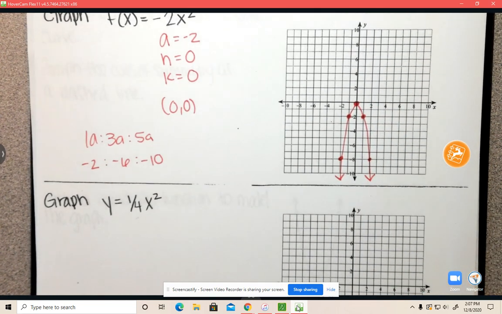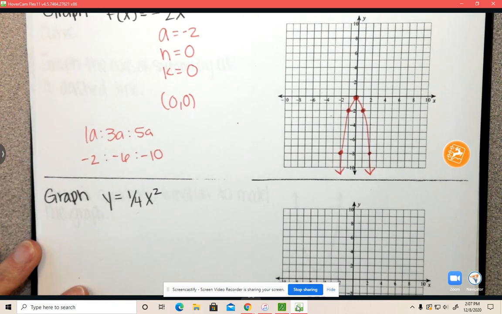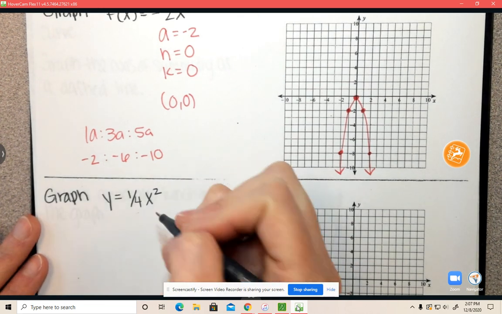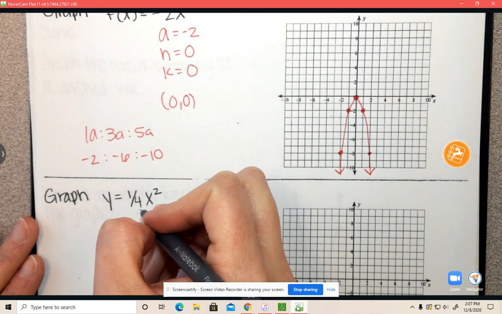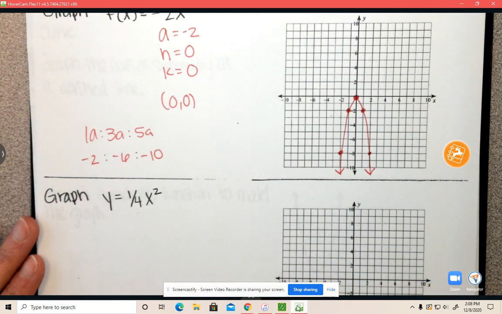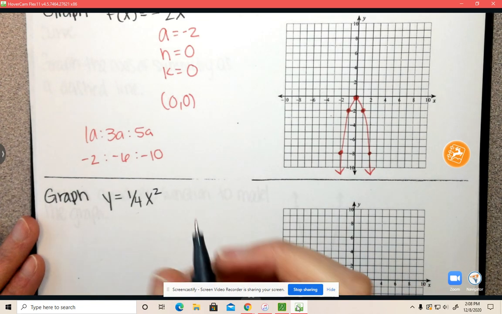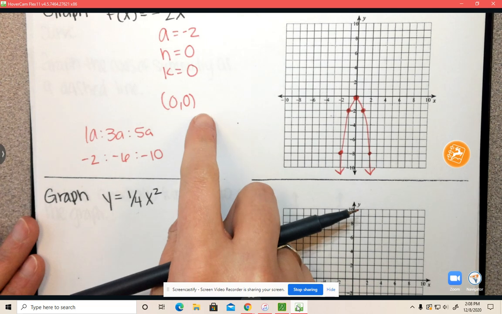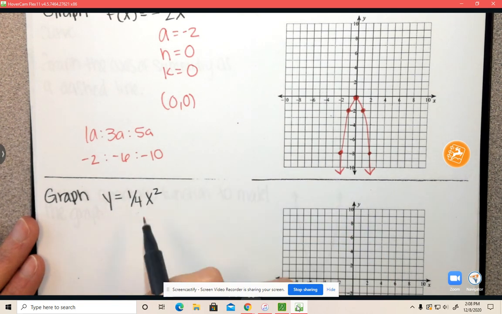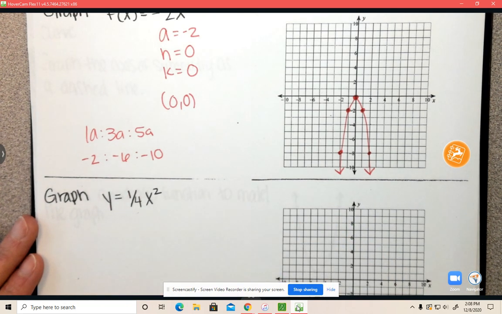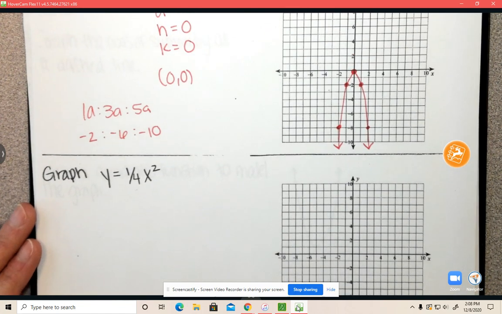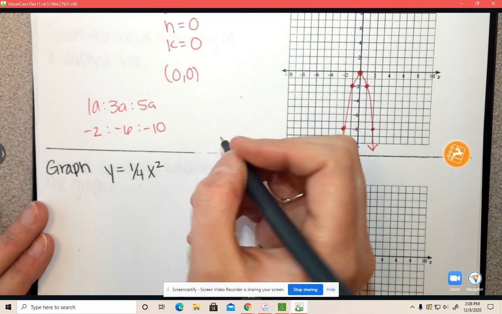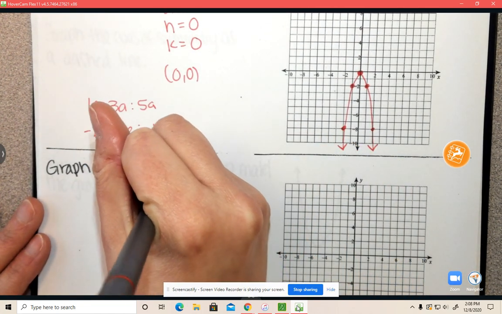Okay. We're going to do the same thing with our next one. So 1/4 x squared. Now, this one is going to be a little bit harder to do this way just because you do have a fraction. So on this one, if you have a fraction out front, what I recommend doing is just making a table of values.